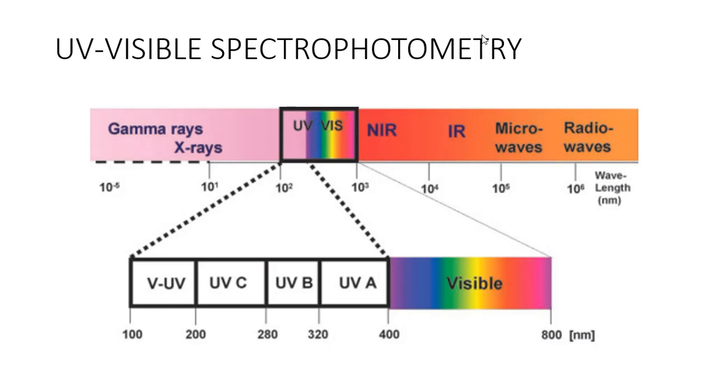So if we see the normal spectroscopy, it consists of roughly 150 nanometer to 800 nanometer, or 200 to 800 nanometer. So this UV spectroscopy follows the Beer-Lambert's law. And what exactly is the Beer-Lambert's law?